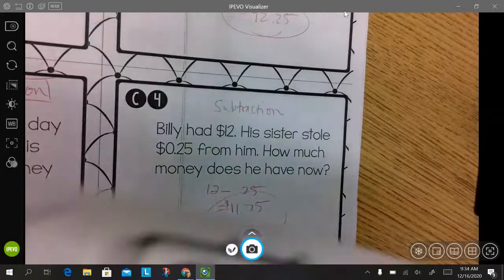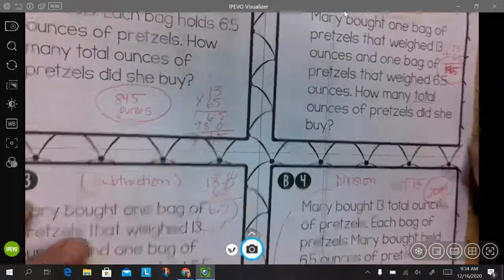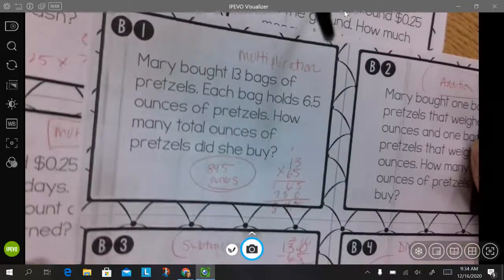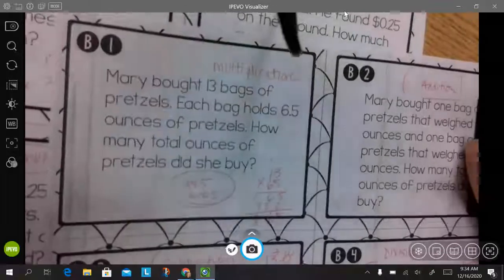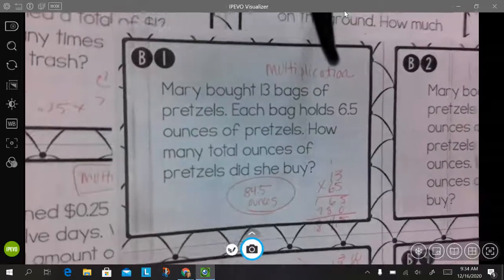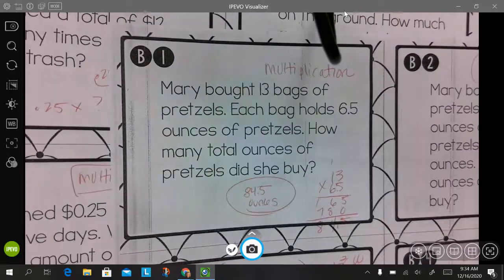B. All right, Mary. Here we go. Mary bought 13 bags of pretzels. Each bag holds 6.5 ounces of pretzels. How many total ounces of pretzels did she buy?